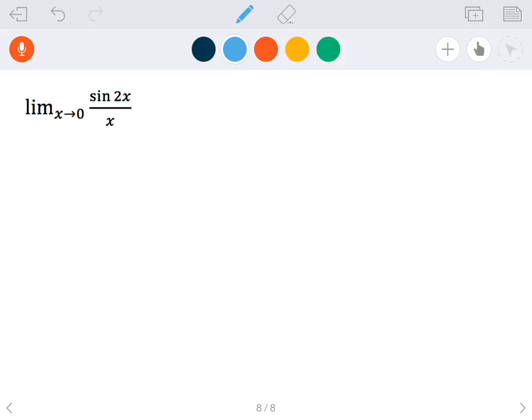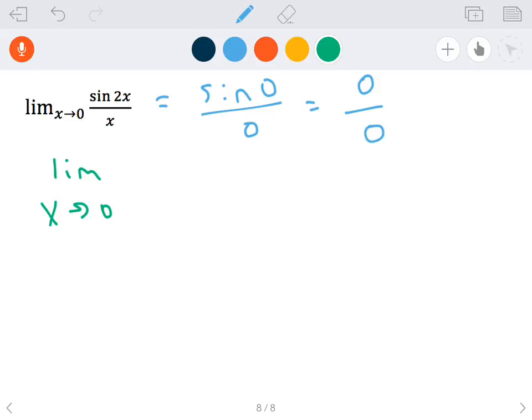Last problem, I've got the limit as x approaches 0 of the sine of 2x over x. First I tried just plugging it in. If I get the sine of 0 over 0, the sine at 0 is 0. Oh no, I need some algebra to do. I don't see any algebra right away that I can do, but what I know, because I studied my notes, is that the limit as x approaches 0 of the sine of x over x is 1.